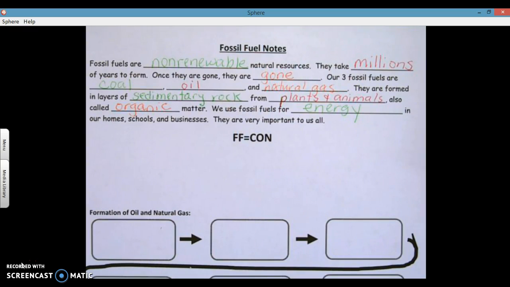Now here's a quick memory device. Just like we use NCIS to help us remember what is magnetic, we're going to use FF equals con to help us remember what is a fossil fuel. So if you've already figured this out, that's great. That means it'll stick in your brain even better.